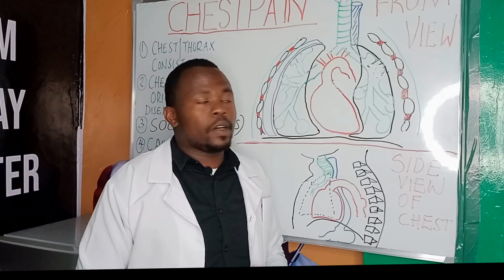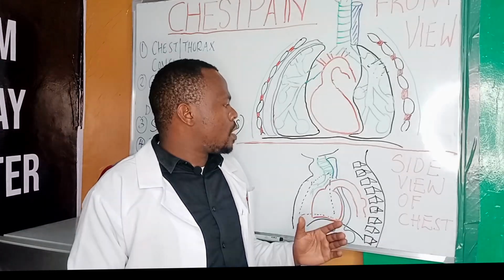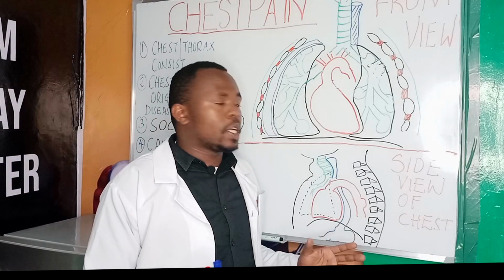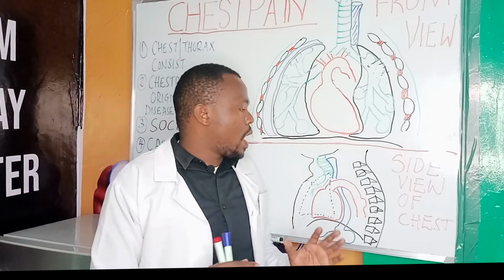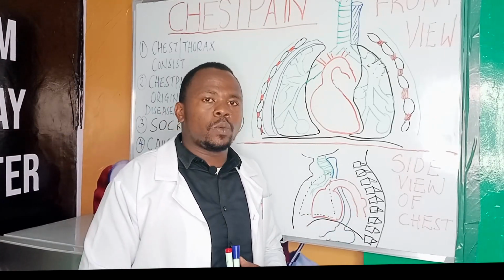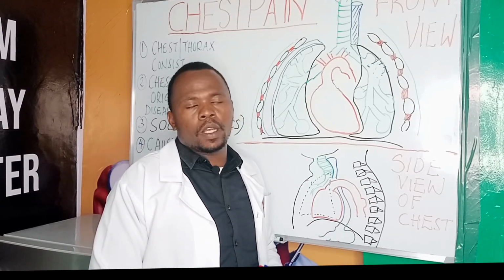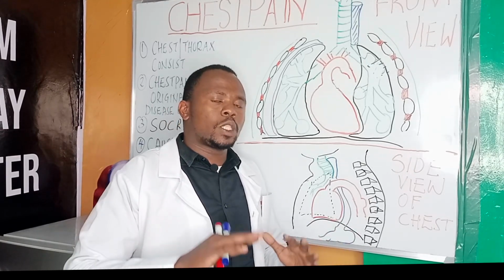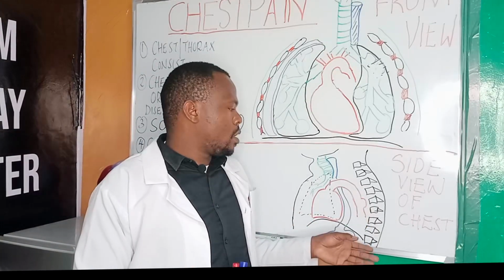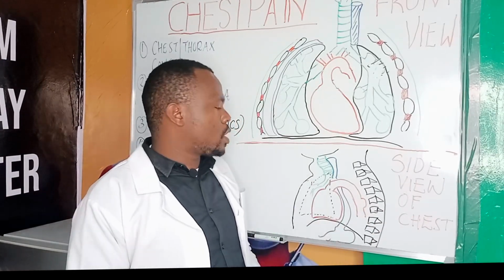Other reasons, we have aortic aneurysm. Aortic aneurysm is this diagram I've shown here. It's a balloon-like bulging out of the aorta. This happens because the wall of the aorta is weak, and smoking can also make the wall of the aorta weak. That weak point will bulge out. This part may irritate or have friction with the vertebral column, resulting in chest pain.